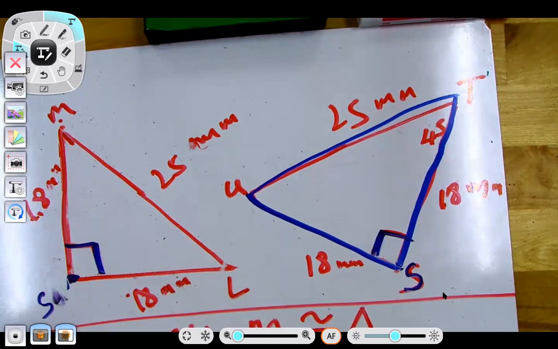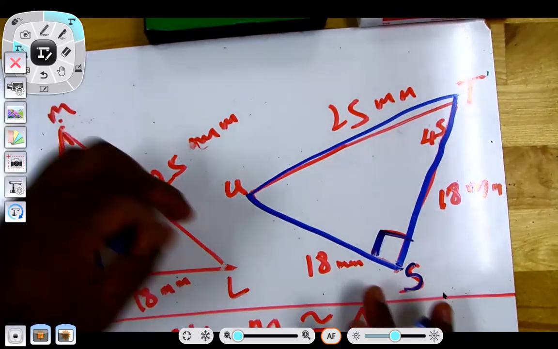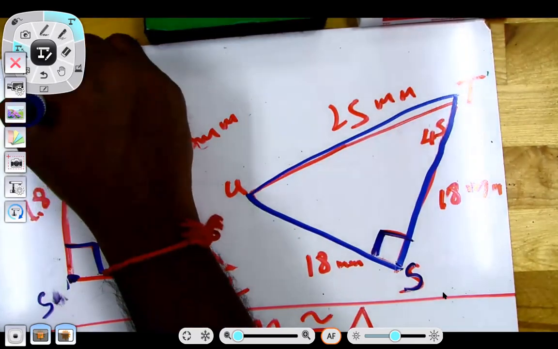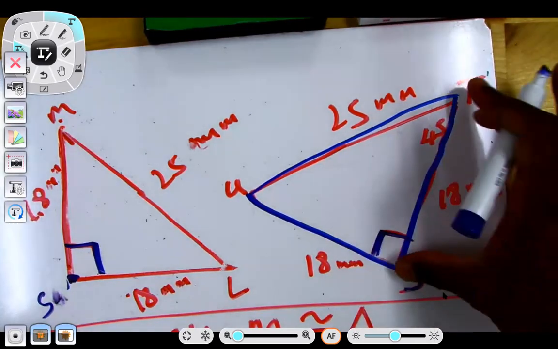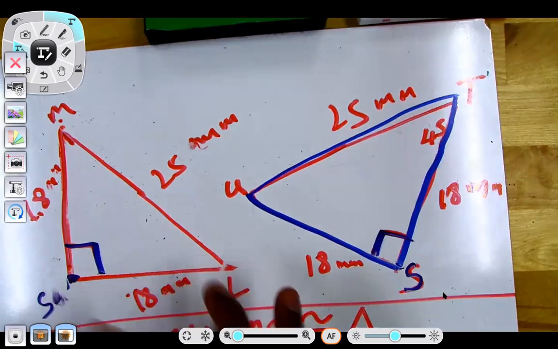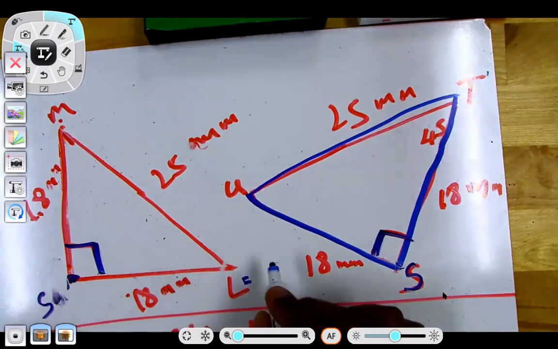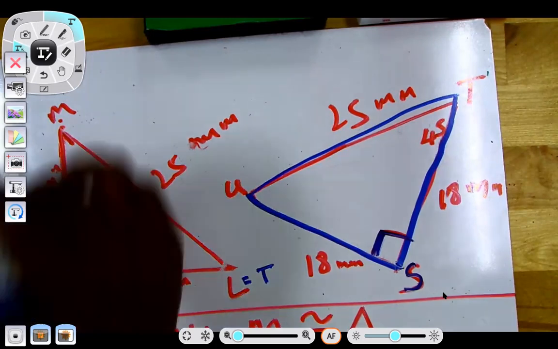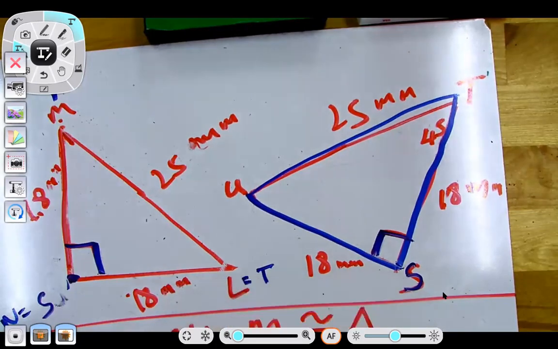And then I can put the U over here because this is 18 millimeter, 18 millimeter. So can I say this is U? And then this is 18 millimeter, so I can put it over here. So this one is equal to T. So N is equal to S, M is equal to U, and L is equal to T.